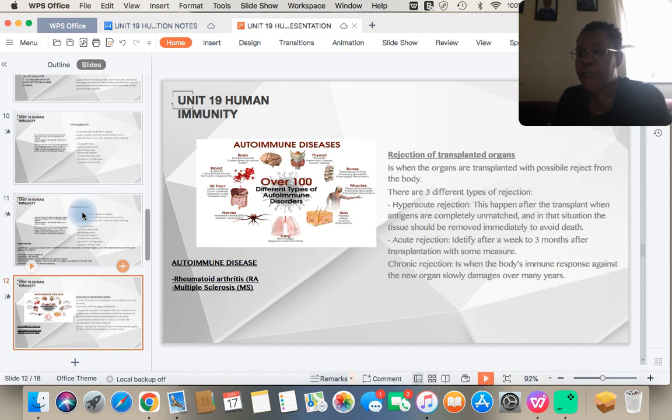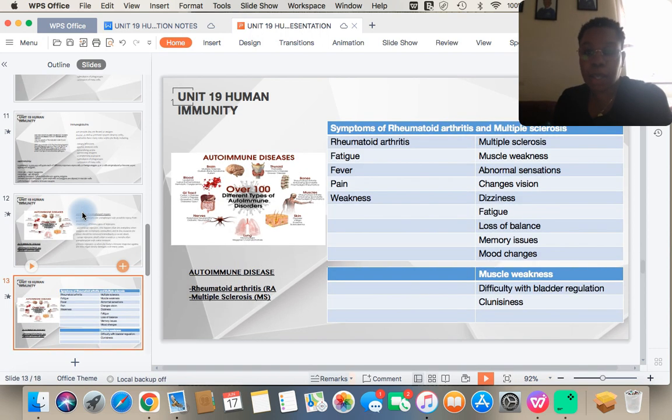Treatment may include lifestyle changes, more exercise, diet changes, medication, and surgery. A few common symptoms can be fatigue, fever, pain, and weakness. Then there are the risk factors: there could be family history, sex, smoking, and obesity.